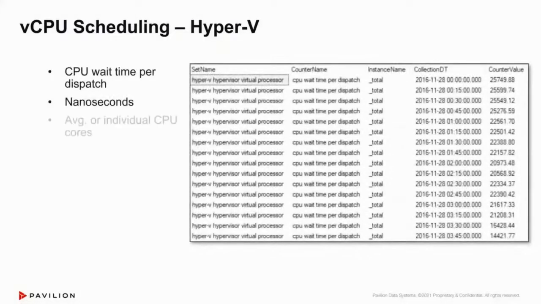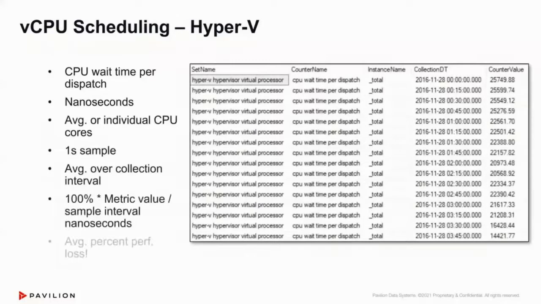If you're on Hyper-V, the same exact metric applies. We just call it something different. They call it CPU wait time per dispatch. It's measured in nanoseconds instead of milliseconds, but same exact thing. Take the average or take the individual CPU cores, divide it by basically the sample interval in nanoseconds. So if you're collecting every 30 seconds, divide it by that. And again, average percent performance loss. You're going to find that you can do a lot more with the hypervisor than you might think.